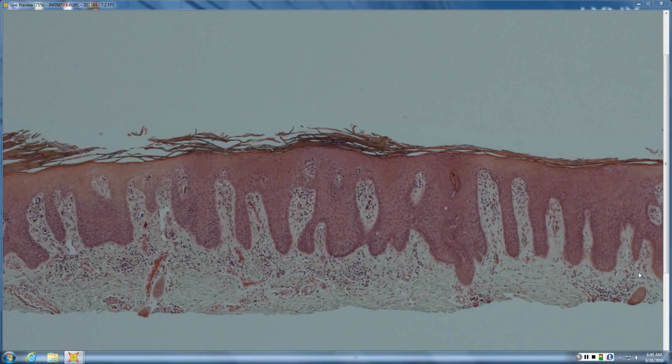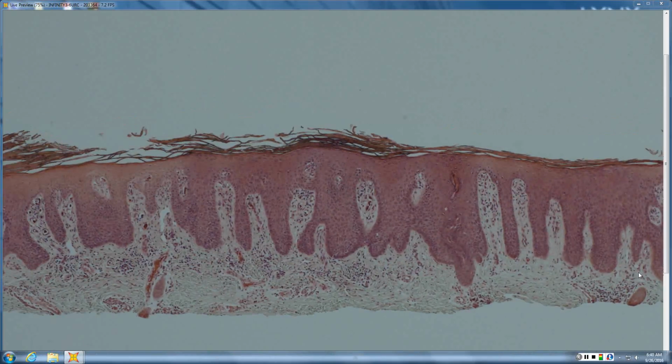But the important things to pick up from this chapter are, what are the classic features? How can I make sure I get it right on the board exam? And how can I distinguish it from other things that look like it? So MF and tinea and PRP and things of that nature.